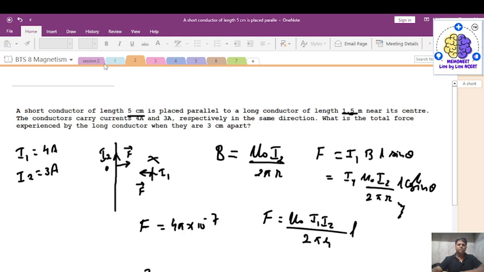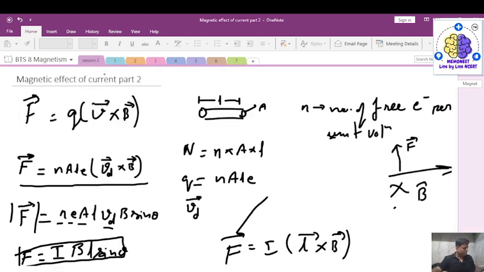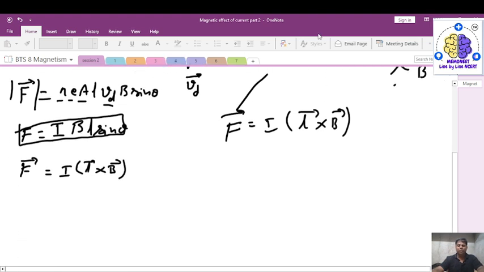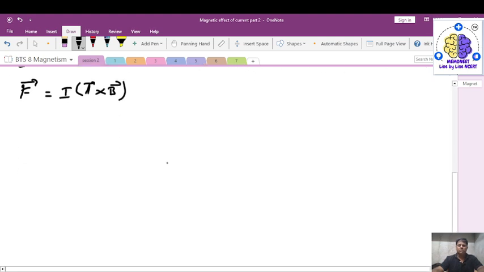Correct. So now let's move forward with another concept. When a current carrying conductor is placed in a uniform magnetic field, it will experience a force. Now moving ahead with the numerical which we saw just now, with the same concept.